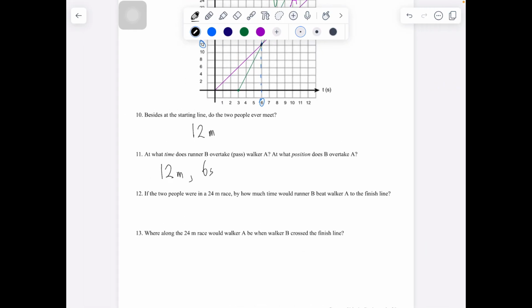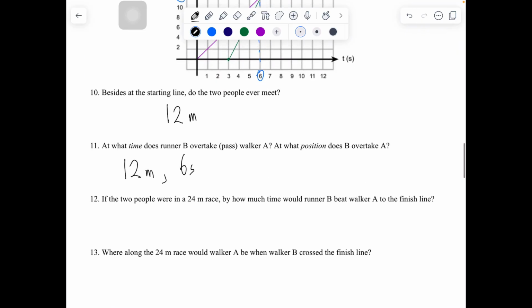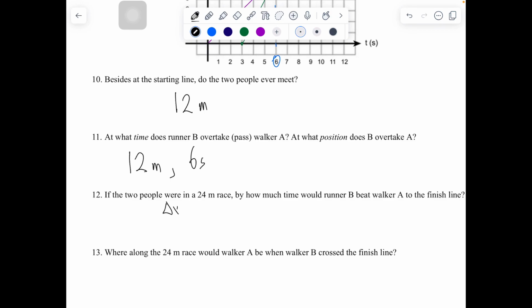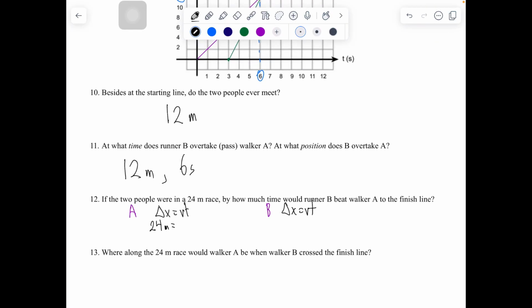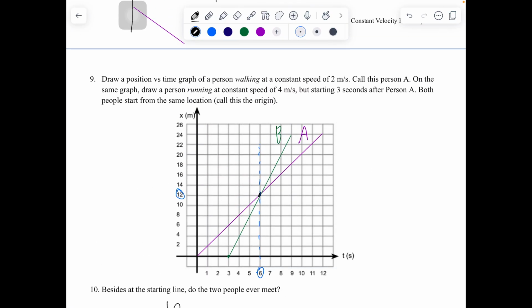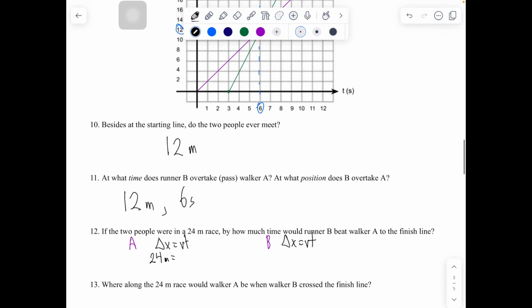If the two people were in a 24-meter race, how much time would runner B beat walker A to the finish line? Okay, great question. What we'll do, we'll use our equation, and just like we've done before, we're going to solve it twice. Let's say on the left, we're going to do runner A. On the right, we're going to do runner B. So, we know they're both running a 24-meter race. The velocity that runner A is moving with is 2 meters a second. So we'll plug in that 2 meters a second velocity. We can solve for the time by just dividing 24 by 2. And we get that time of 12 seconds.